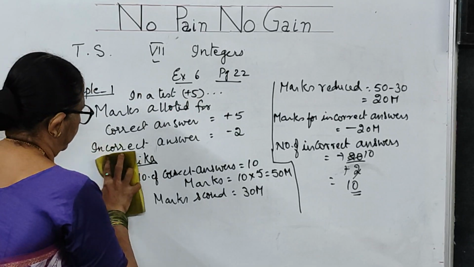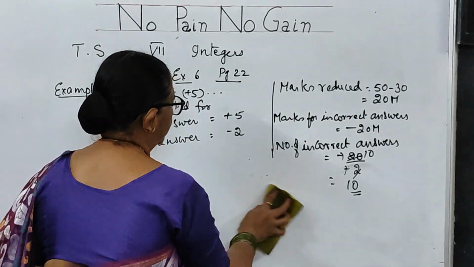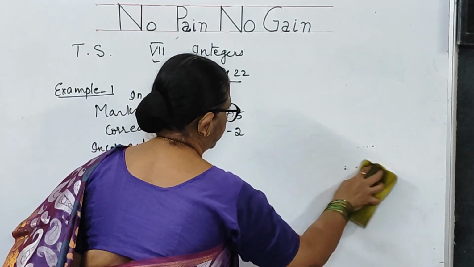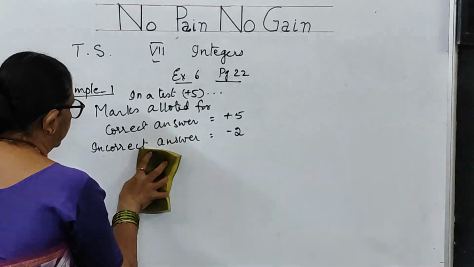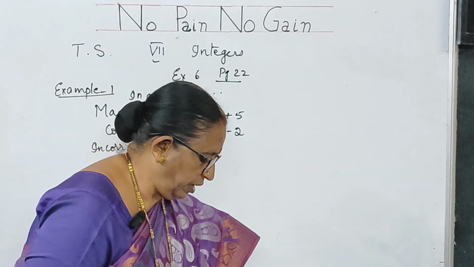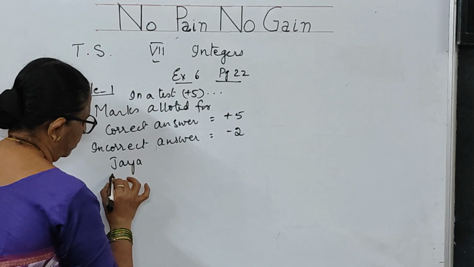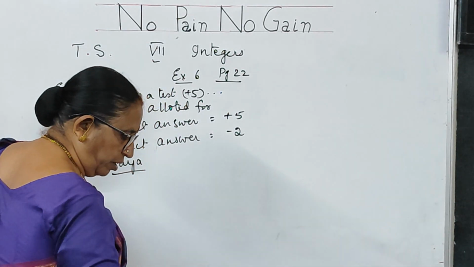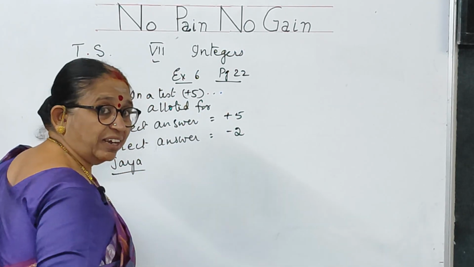Now, for the same thing, you have another girl whose marks also we need to find. Let us see. The next one is Jaya. We are going to talk about Jaya. In this problem, Jaya answered all questions and scored minus 12 marks with 4 correct answers.